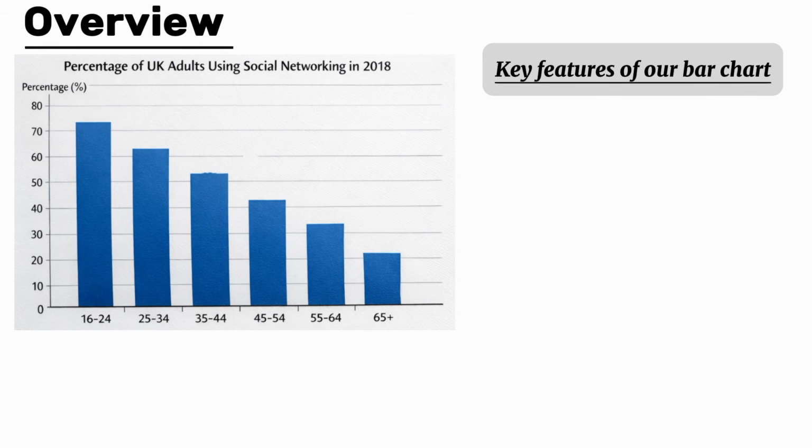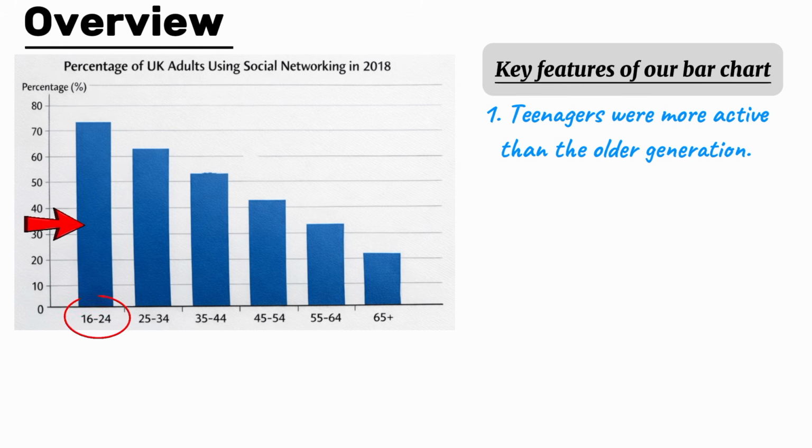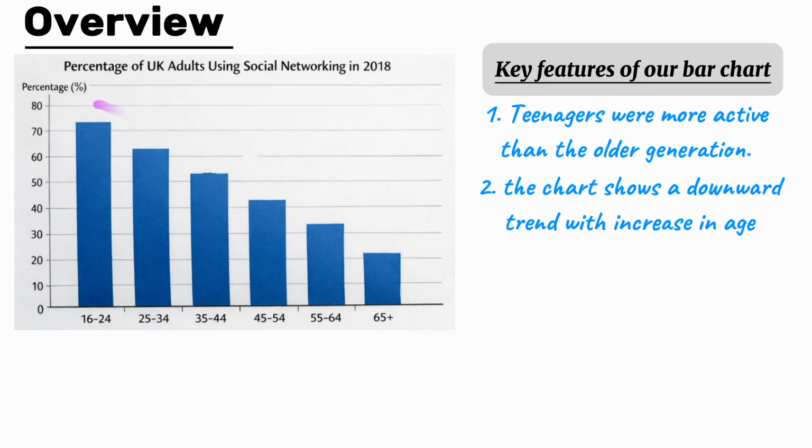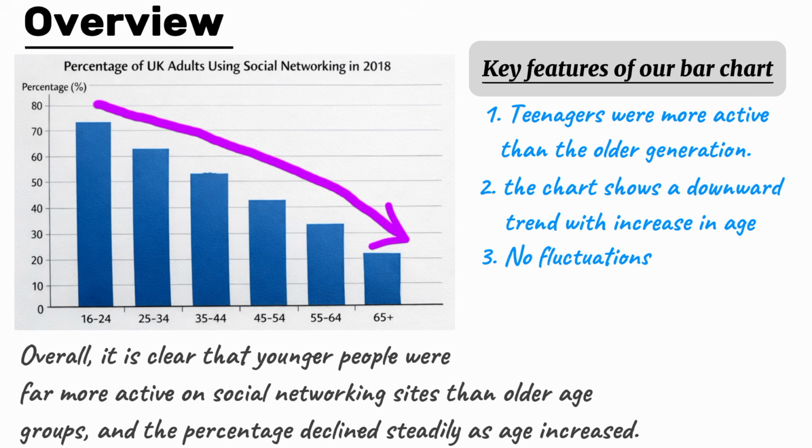So let's look at our bar chart and identify some key features. Firstly, let's look at the graph very carefully, and we can see that teenagers were more active on social media compared to the older generation. Moreover, the chart shows a downward trend with an increase in age without any fluctuations. Now let's use the key features that we've gathered to write an overview paragraph. Here is how I wrote it. Overall, it is clear that younger people were far more active on social networking sites than older age groups, and the percentage declined steadily as age increased. You can see that the first word I use is the word overall.